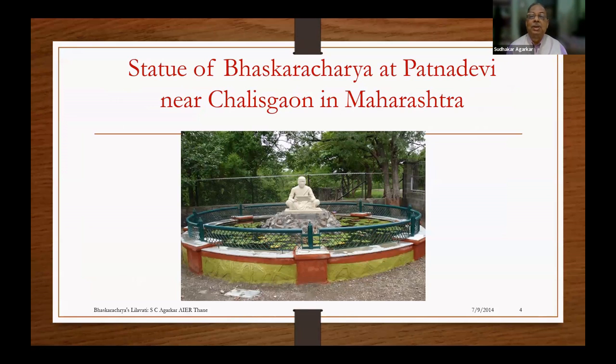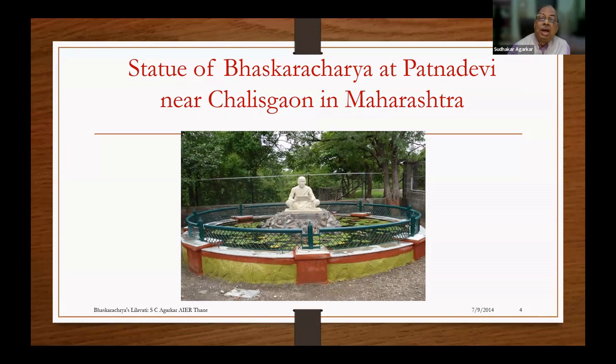Who was this person? What did he do? What was the time? Where was he born? Etc. And when I went to the historical aspect, I learned that there is a place called Patan near Chalisgaon in the Jalgaon district of Maharashtra, where there is a statue of Bhaskaracharya. There is also Lilavati garden. So I made a point to go there.